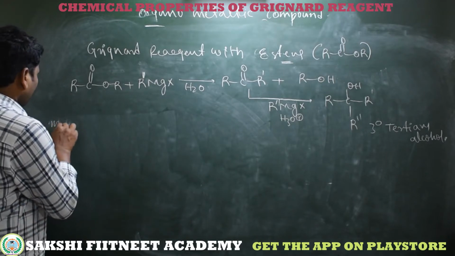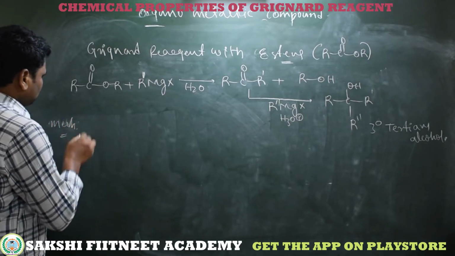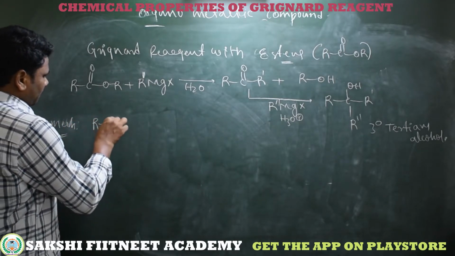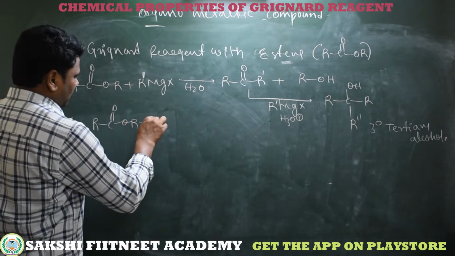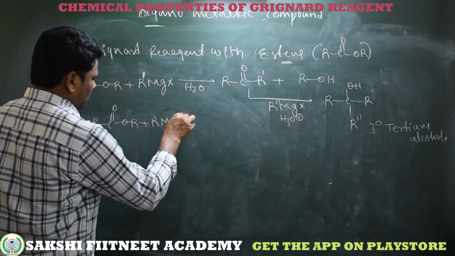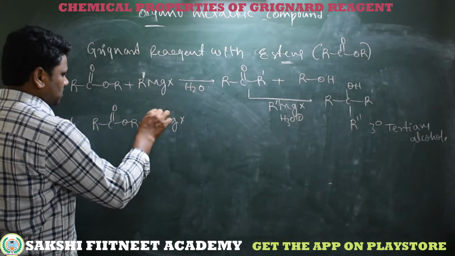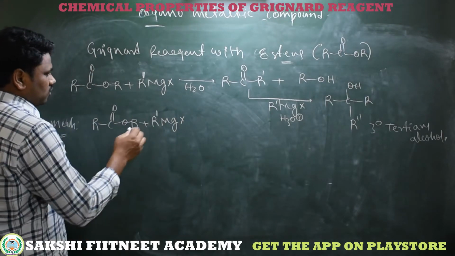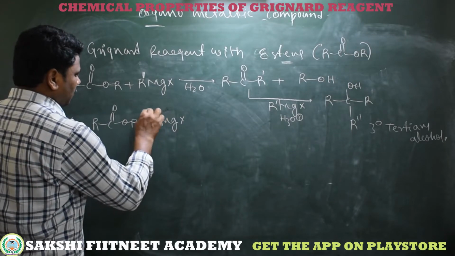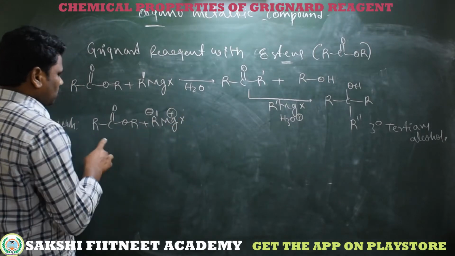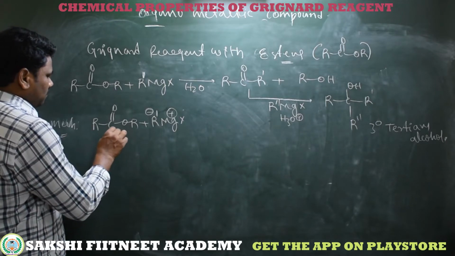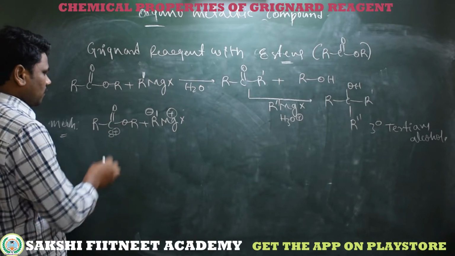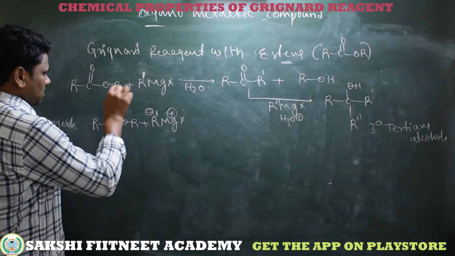So here I am writing the mechanism. RC double bond O OR reacts with a Grignard reagent. Here I am taking this R prime. See here, the Grignard reagent decomposes into R minus MgX plus. So in this ester we have an electrophilic carbon. This carbonyl carbon is electrophilic and this is the nucleophilic oxygen.